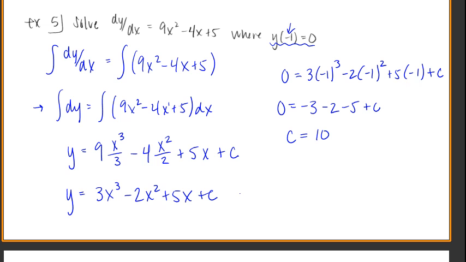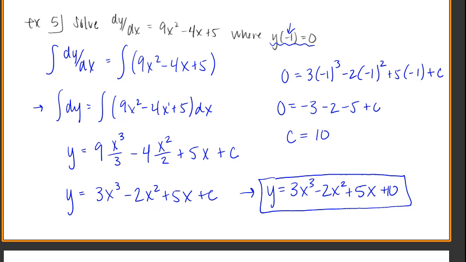So combining this together into one big function, this will be our answer: 3x cubed minus 2x squared plus 5x plus 10. And notice how, in order for me to give an example, I had to have a specific point in order to find exactly what c was.